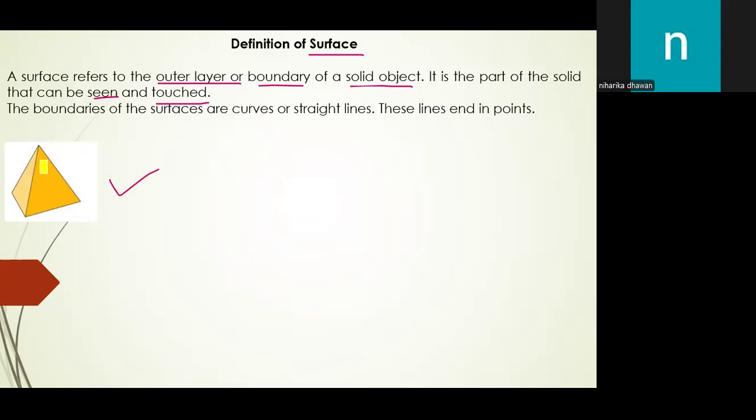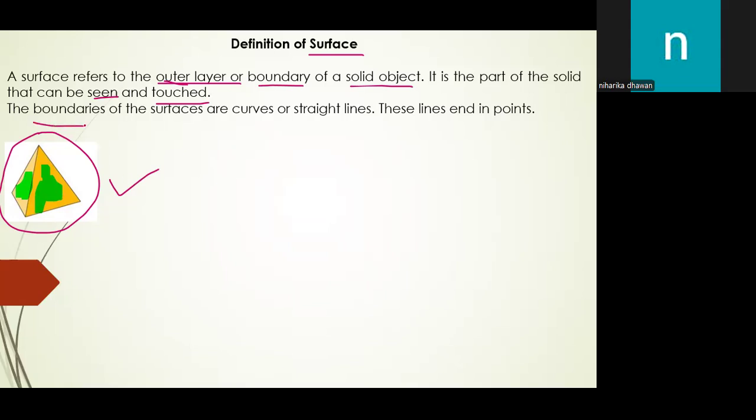Here as we can see, this part and this part, such kinds of parts are said to be the surfaces. How? These are the outer layer or the boundary of the solid object. This whole object is a solid and this highlighted part is the outer layer of this solid. So these are the surfaces basically, and they can be seen and also touched.